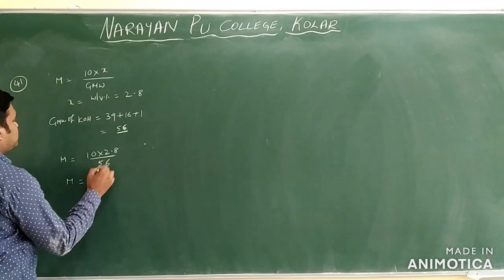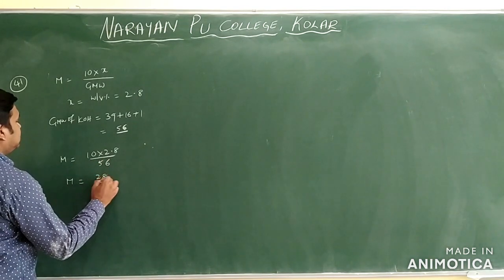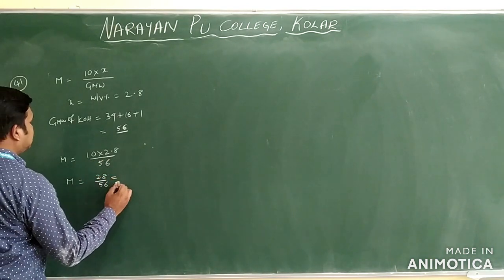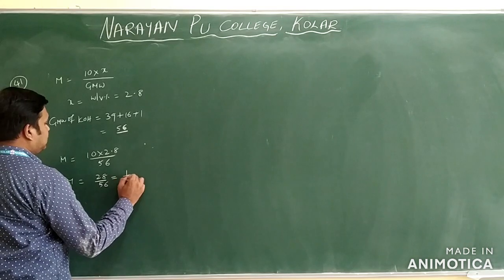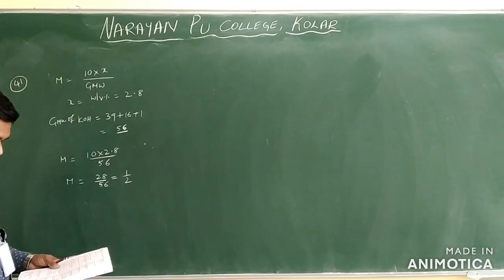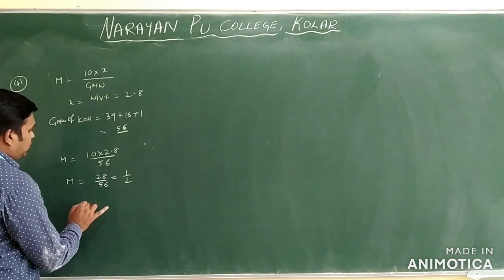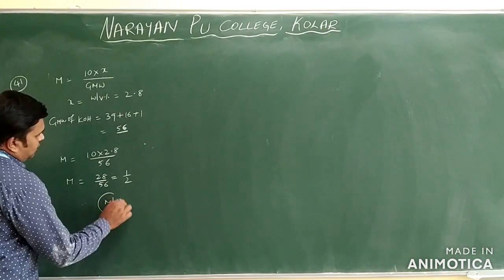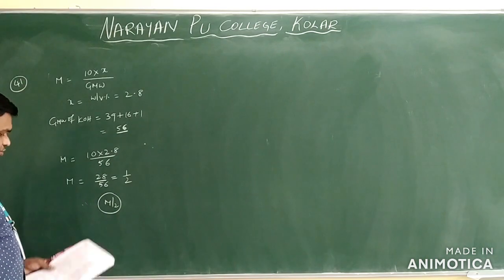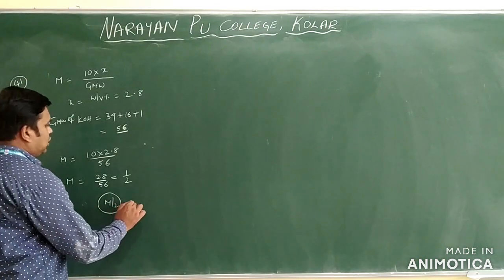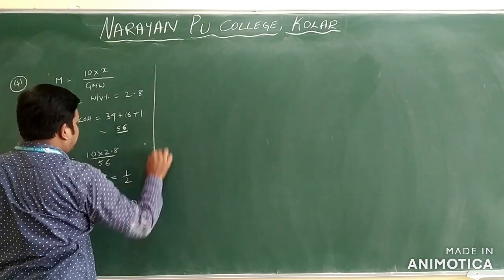So can you write this one? 10 into 2.8 is 28, 28 by 56 means 1 by 2 only. Clear? 1 by 2. If we take it in the form of molarity, what will you write? This is M by 2 only. So what is the answer? You will take option 2 for this question only.